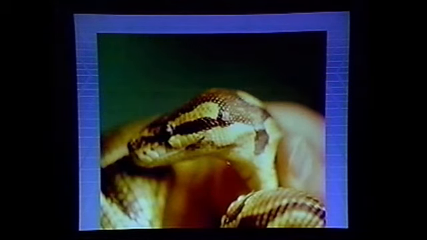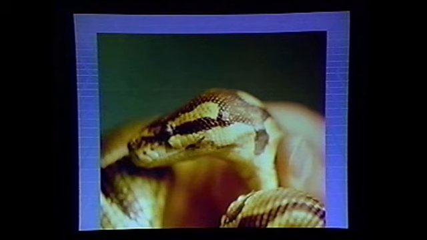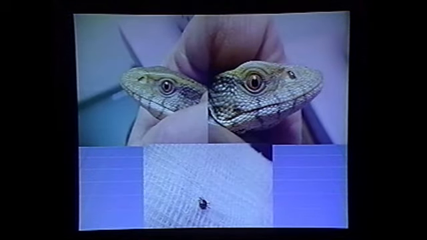This is a boid with a tick attached to the skin of the head. This is an anole with a tick in the nasal cavity. Note the opposing nasal cavity that does not have a tick for comparison. And this is the tick removed from the nasal cavity.